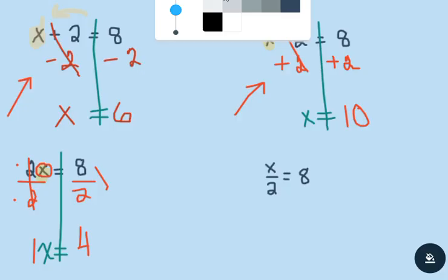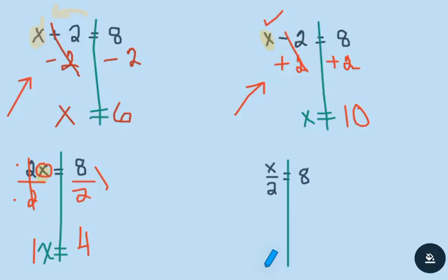Last one, follow the pattern, follow the steps. Draw the line, the x is on the left, put the equal sign. Ask yourself this question: what does x over 2 mean? It means x divided by 2.